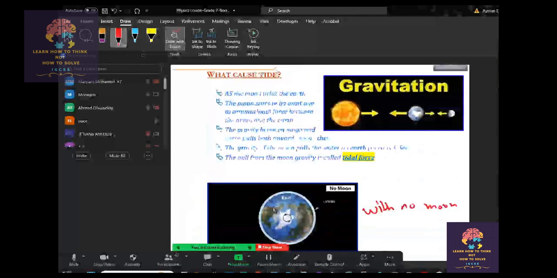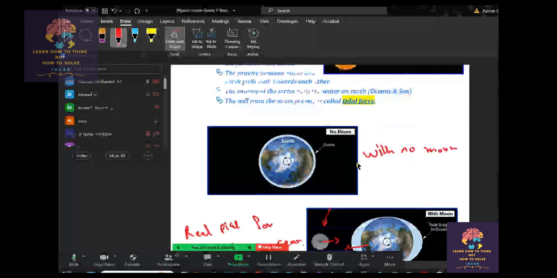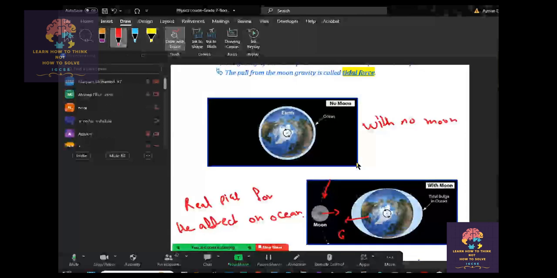The gravity of the moon pulls the water on the earth. The pull from the moon's gravity is called what? Tidal force. So the tidal force is a pulling force due to the gravity of the moon. Important.